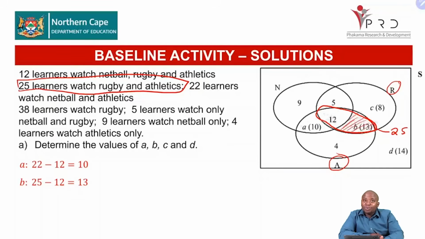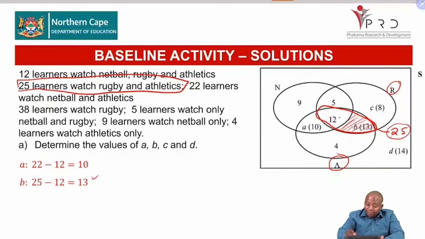So what are we supposed to do here? We are going to say from the total of 25, we are going to take out the 12 so that we remain with the B only, which is the one for rugby and athletics. So it's 25 minus 12, we get our value as 13. So that is what we're looking for there. We're looking for only rugby and athletics. And again, when you go back to this, you'll realize that when I add 12 and 13 it must be giving me 25. Right, let's proceed.